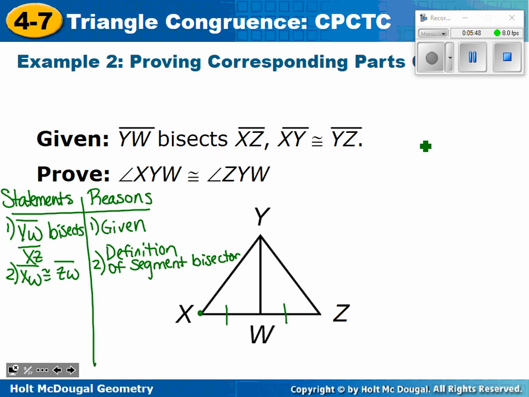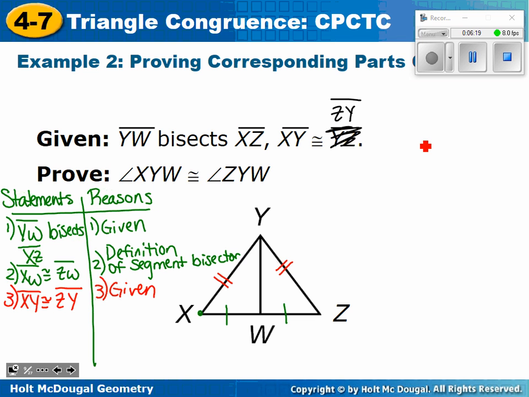Go back to your given. The given tells you now that XY is congruent to, and that's a typo again. What should that say? ZY. So let's fix that. So XY is congruent to ZY, keeping our coordinates and everything matched up. So XY and ZY. And that is given. Mark your picture. So now we have two sides congruent.